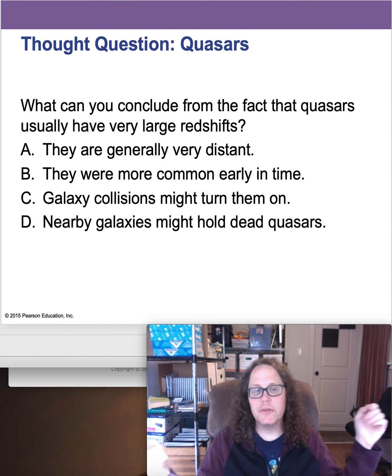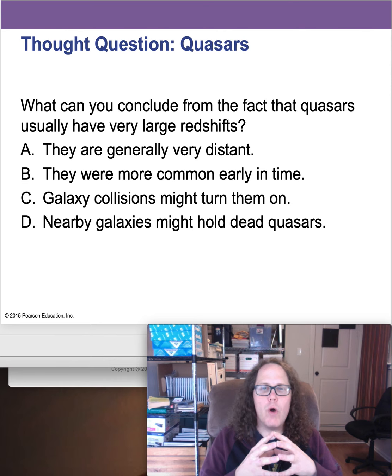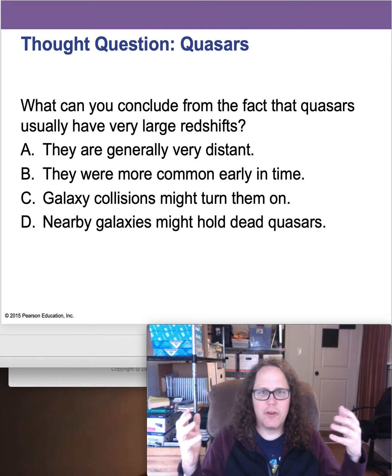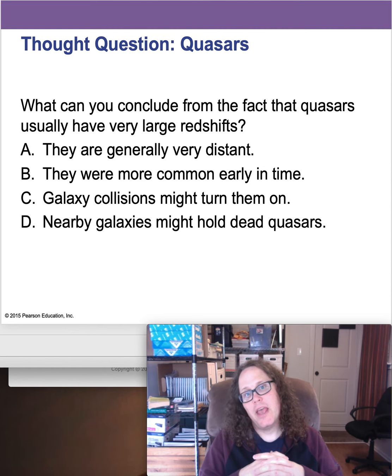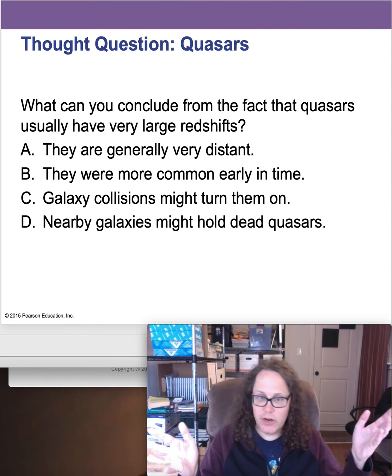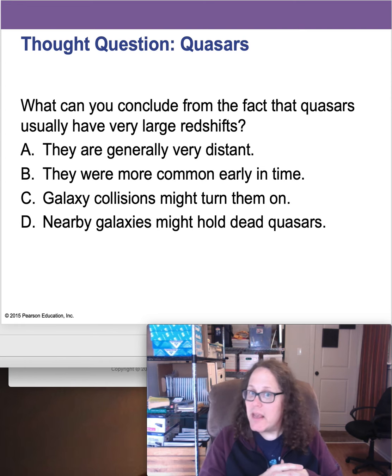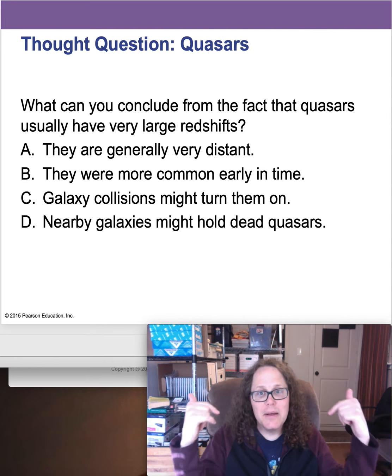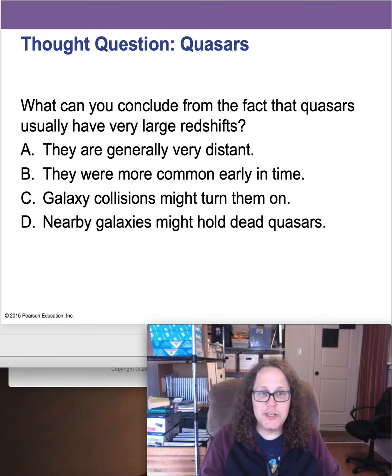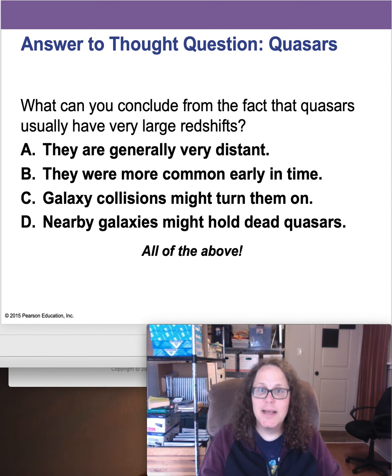Here's a thought question. What can you conclude from the fact that quasars have very large redshifts? Is it A, they're generally very distant, B, they're more common early in time, C, they might be turned on by galaxy collisions, or D, nearby galaxies might hold dead quasars? Well, that is a trick question, sorry, because the answer is yes.